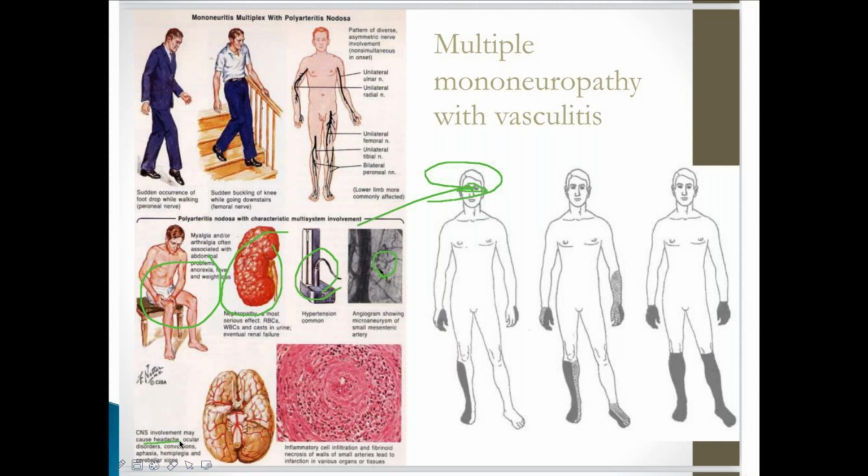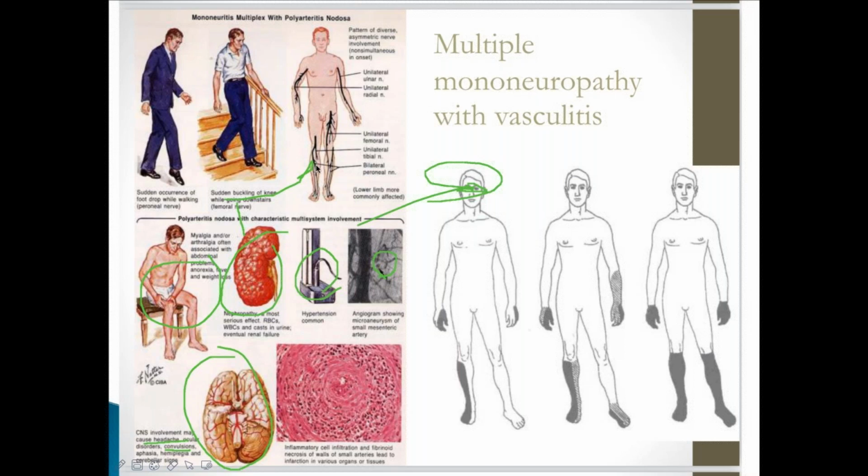Started developing headache, ocular disorder, and convulsions. It should not be that late. A good physician should pick it up at maybe this stage or maximum this involvement. Shouldn't let the disease progress to this. If you come to this stage, then anybody can pick it up. Then it is evident that this is vasculitis.